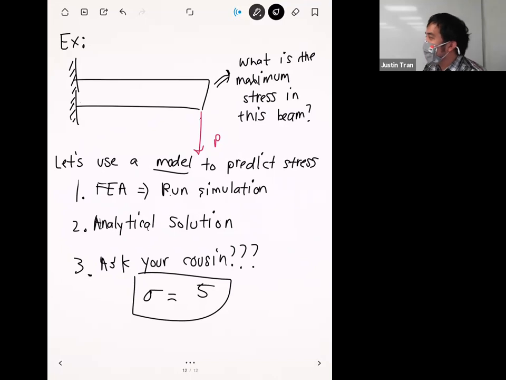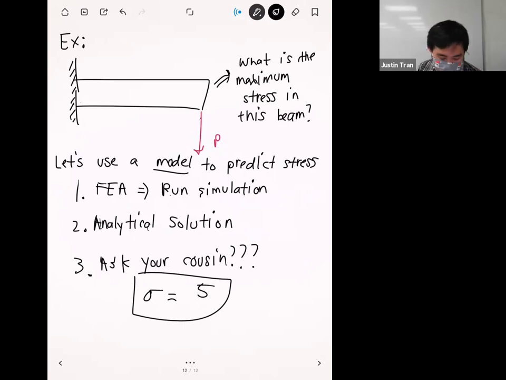But technically it's a model, right? You ask your little baby cousin and they give you an answer, and technically this is a model, right? Because you have a physical situation, you don't want to actually test it, and so you make a prediction based on something else.